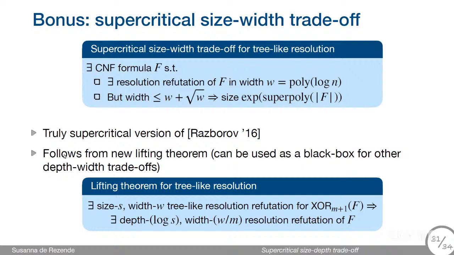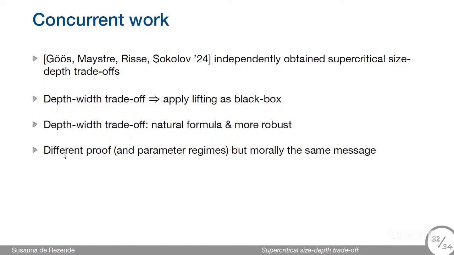And then I wanted to mention another paper that came out at the same time as ours, who also obtained size depth trade-offs. So this is a work by Grossmeister, Ries, and Sokolov. So they also obtained these supercritical size depth trade-offs of the same type that we have for monotone circuits and for cutting planes. And the overall strategy is very similar. They have a depth width trade-off and they apply lifting, although in their case, they can apply lifting as a black box because they're more robust, so they don't care so much about the constants.